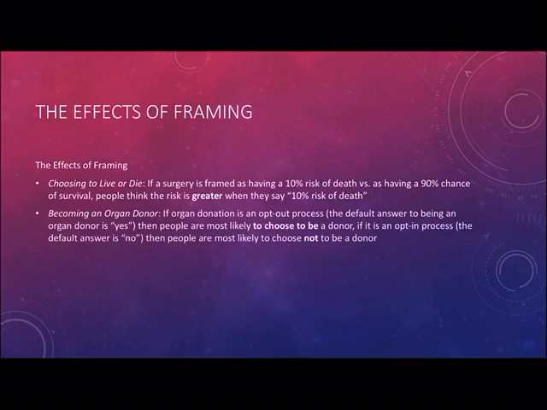That's really what it comes down to. But if it's an opt-in process, the default is that you are not an organ donor, then in fact people are likely to choose not to be a donor. They aren't going to do any extra action to get into the program. But if they're already in it, they're not going to do any extra action to leave. So whatever the default is what most people will go with. That's the point that the second example is making.